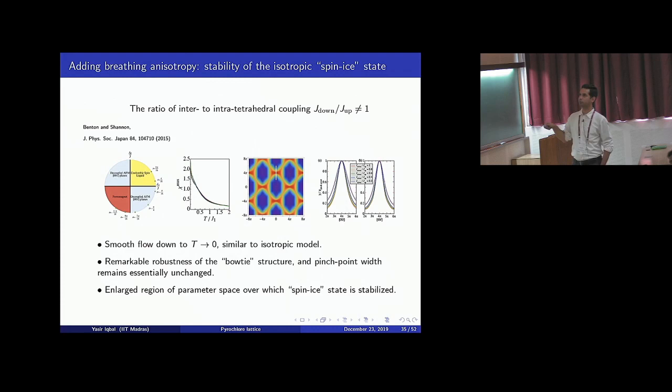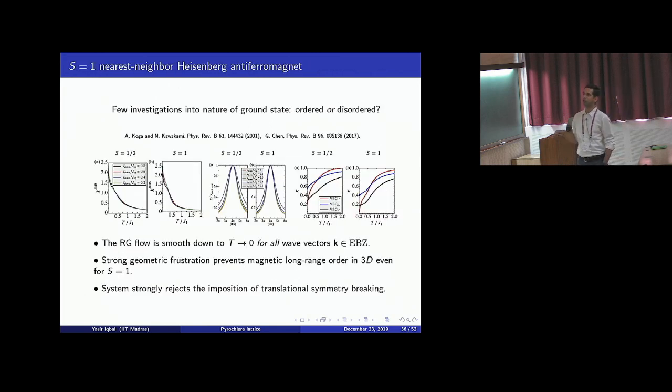We also looked into the effects of breathing anisotropy, which is when you break the inversion symmetry and the up and the down tetrahedra are different. There is a paper by Nick Shannon and company which showed that classically, this Coulomb spin liquid survives not only at the nearest neighbor point, but also away from it when you introduce breathing anisotropy. And indeed, for a spin 1/2 calculation, we do find that. The bow ties and the pinch points remain intact. The width of the bow ties, if you do a cut along this, remains rather unchanged. So the system is non-magnetic, not just as an isolated point, but in an extended region of parameter space involving breathing anisotropy.